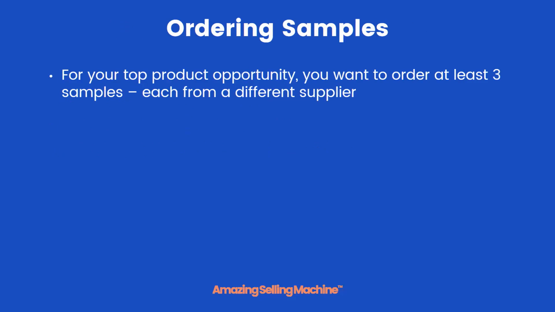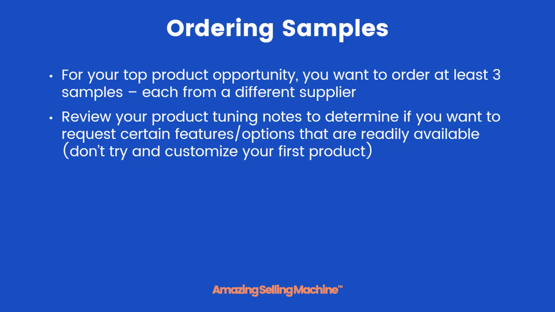By now, you should be down to your one single product opportunity. And for that one product, we'll want to order at least 3 samples. And each sample should be from a different supplier. Now would be a good time to review your product tuning notes to see if there might be any features or options that are readily available from the supplier that you'd want included with the sample.